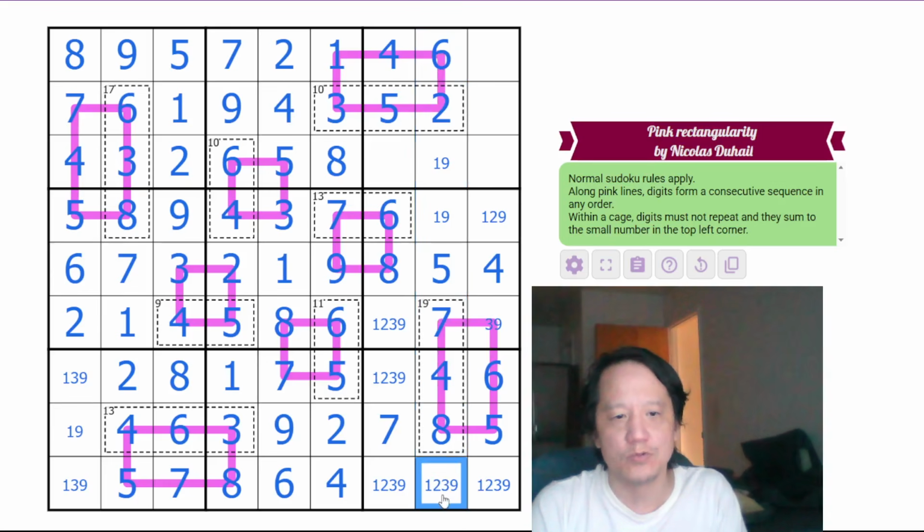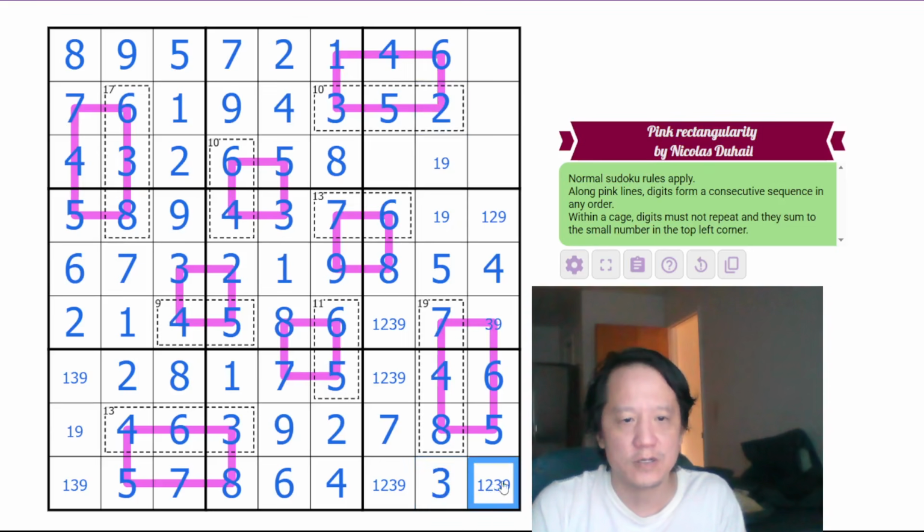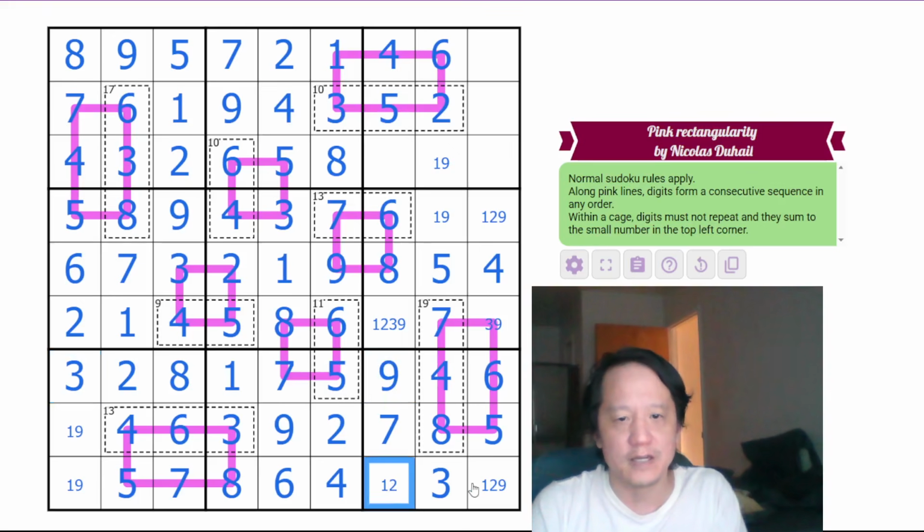So no 1, 9 here. It can't be 2. So that leaves that as 3. That eliminates 3 in the rest of the row. So this is a 1, 9 pair here. That eliminates 1, 9 in the rest of the box. So this can't be 1 or 9. It's 3. No 1, 2, or 3 there. It's 9. That eliminates 9 in the rest of the box and column.